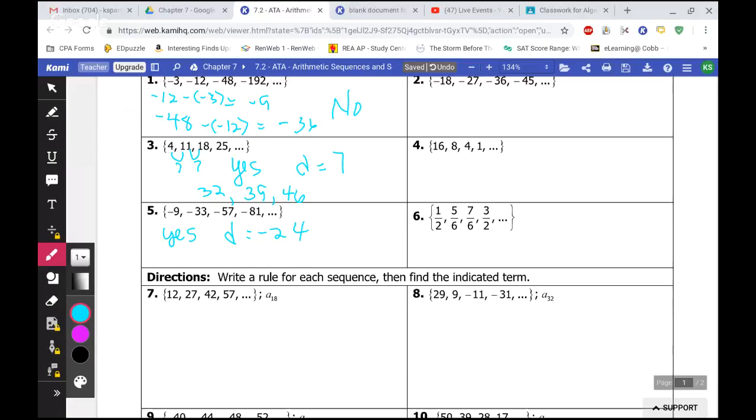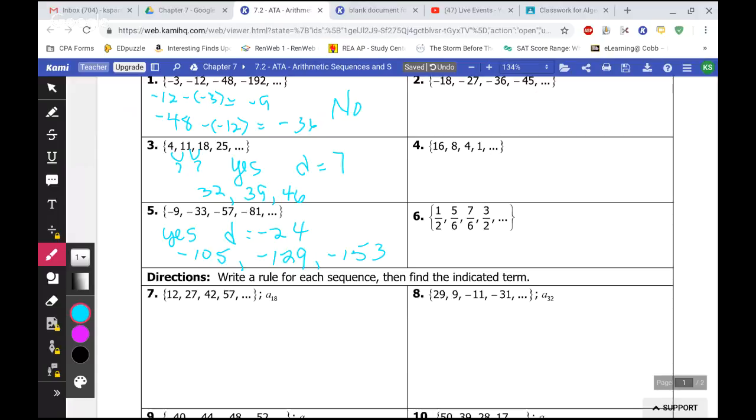So to find the next three terms, we would add negative 24 to negative 81 for the next term. So that's going to be negative 105. And then we'll add negative 24 to negative 105 and get negative 129. And then add negative 24 to negative 129, and we would get negative 153.